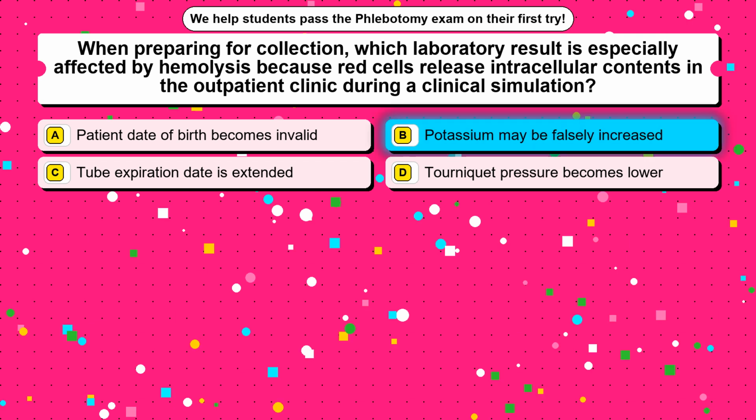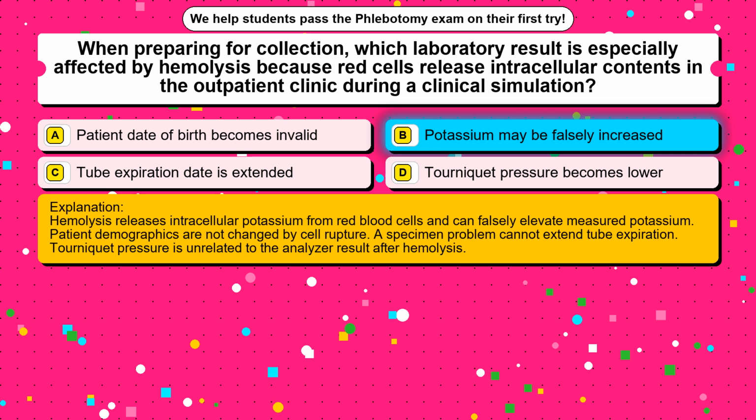The correct answer is option B. Potassium may be falsely increased. Hemolysis releases intracellular potassium from red blood cells and can falsely elevate measured potassium. Patient demographics are not changed by cell rupture. A specimen problem cannot extend tube expiration. Tourniquet pressure is unrelated to the analyzer result after hemolysis.